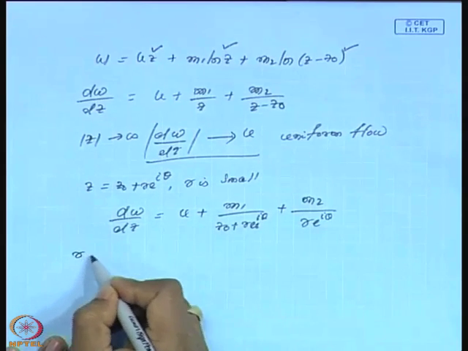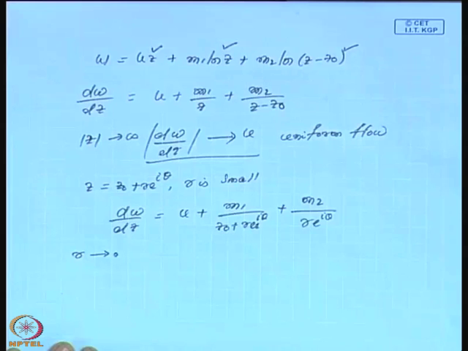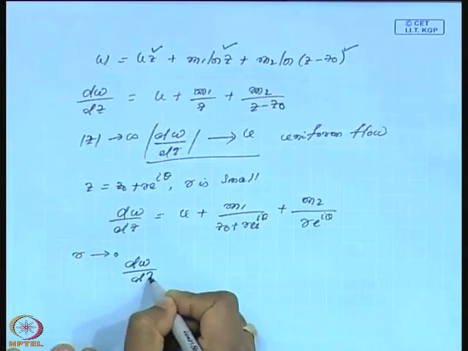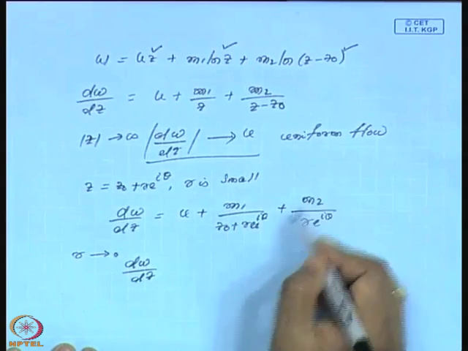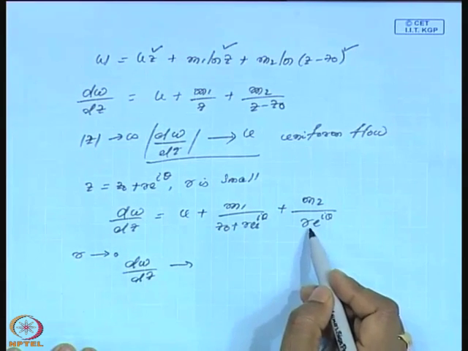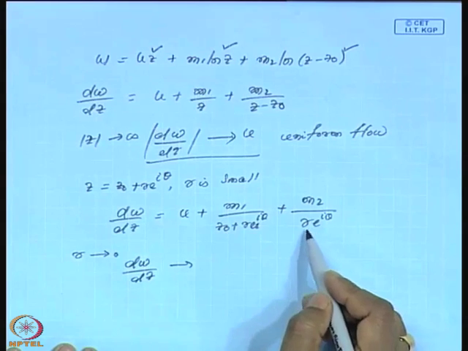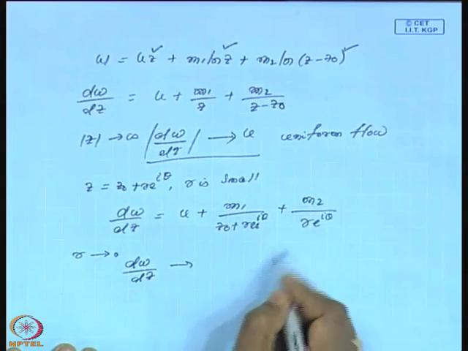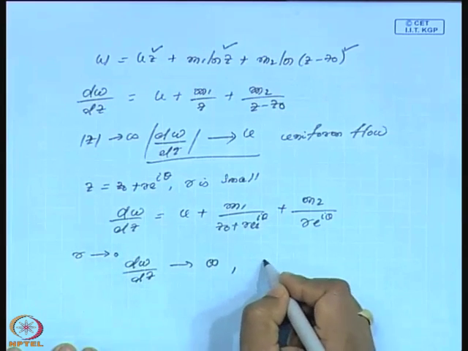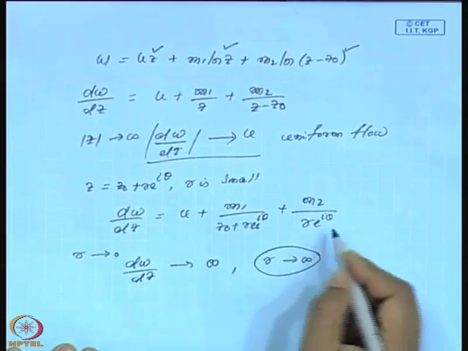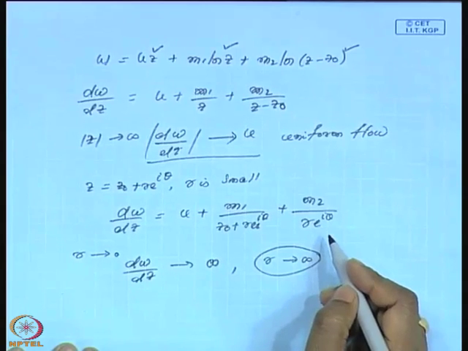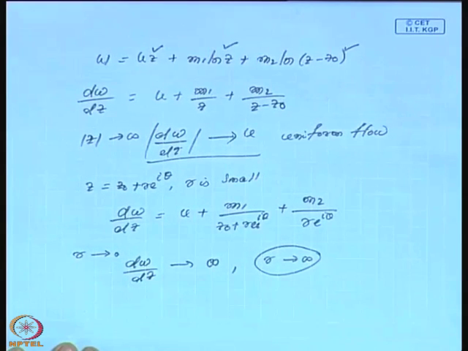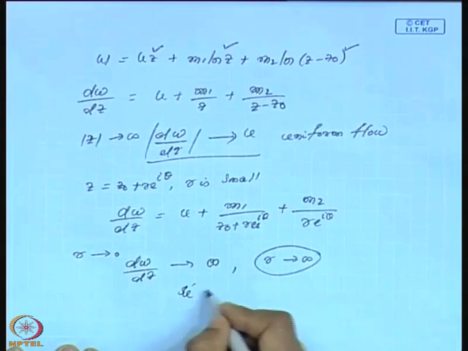And again, if I take r tends to 0, that means my dw by dz, because this behaves like a source at this point, r tends to 0, so this will tend to infinity. So dw by dz tends to infinity. Again, as r tends to infinity, this term will tend to 0 and this term also will tend to 0, and in the process dw by dz again will be u. So I will have a uniform flow.